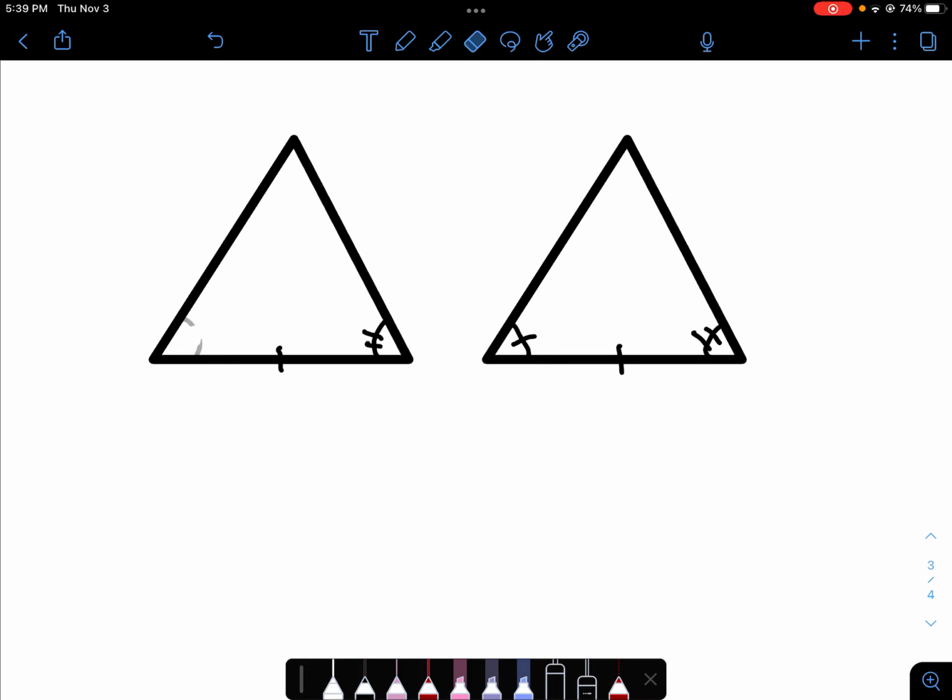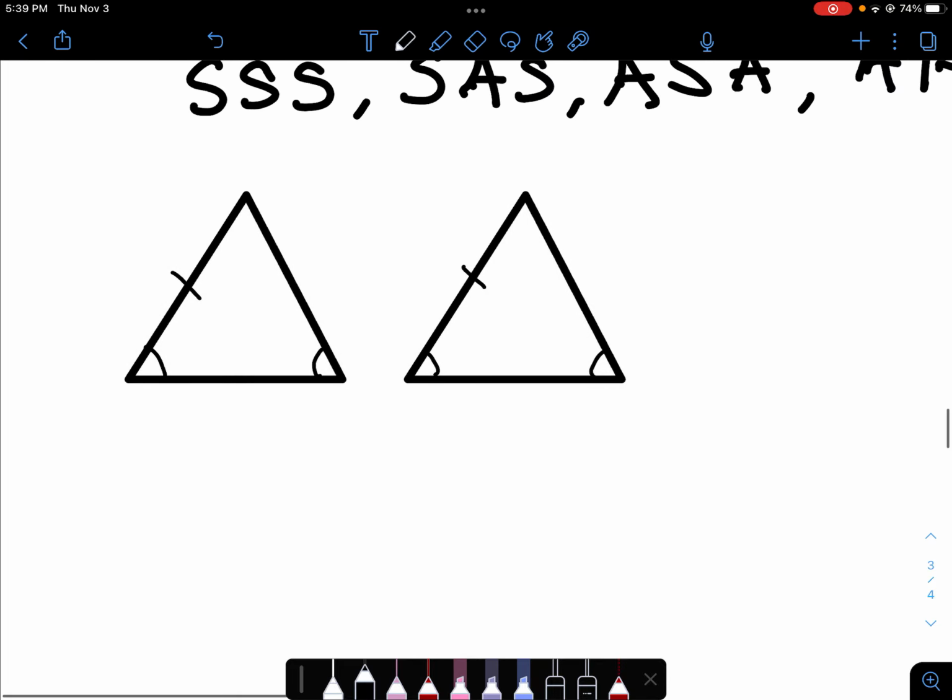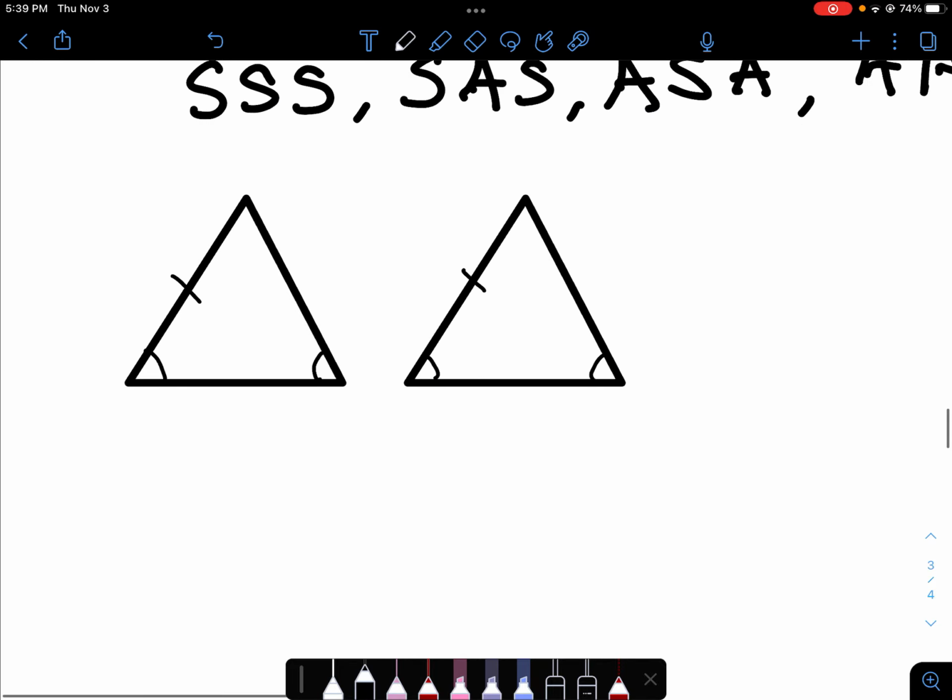However, you can still have the angles somewhere else. It's not that congruency rule. Instead, this is just angle, angle, side, or side, angle, angle, depending on which way you want to put it. But that's also a rule. It just depends on the location of your side or the location of your angles.